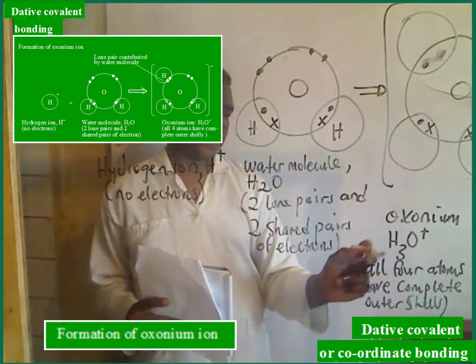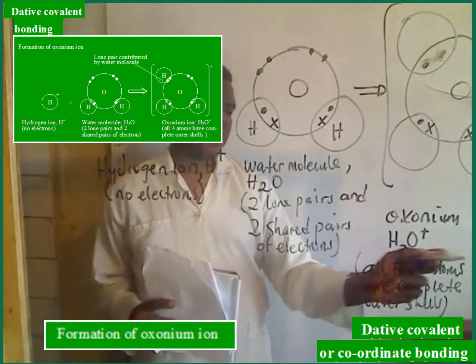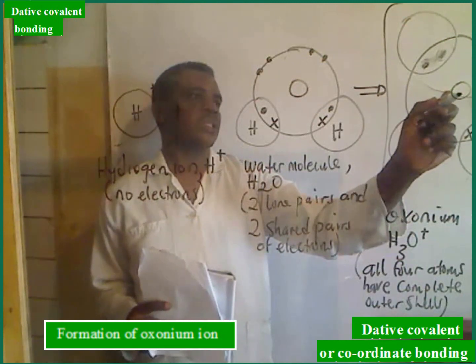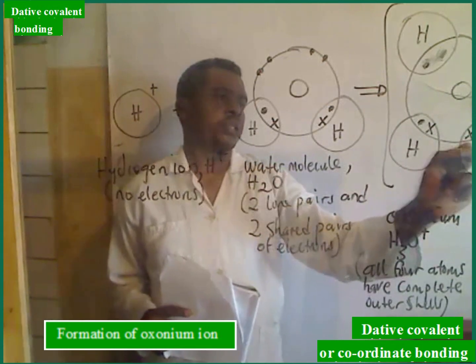The formula of the oxonium ion is H3O+. All the 4 atoms have complete outer shells. So this is oxygen, hydrogen, hydrogen, hydrogen.